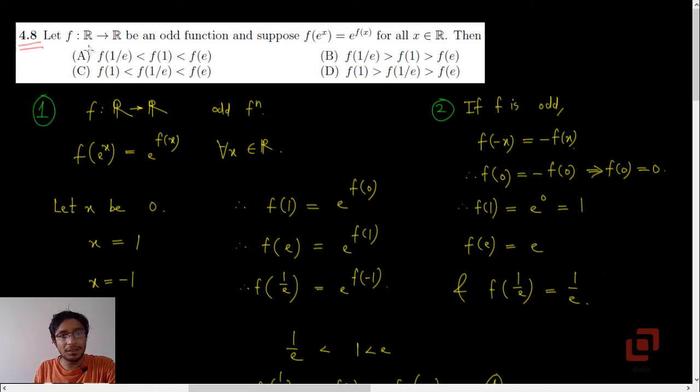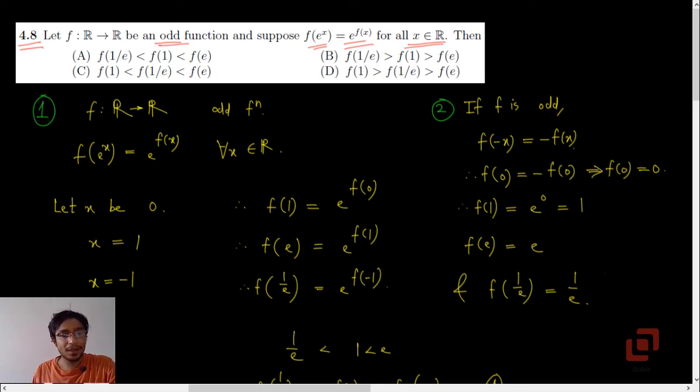Let there be a function defined from the set of real numbers to the set of real numbers. Let it be odd, and suppose f of e to the power x is equal to e to the power f of x for all x in the set of real numbers. Then you can see that we have 3 points, 1 upon e, 1 and e, and the options involve the values of the function at these 3 points in some order. So we need to determine the correct order.